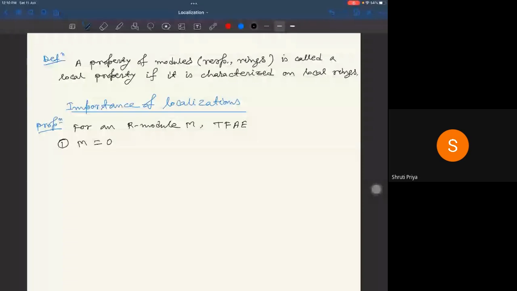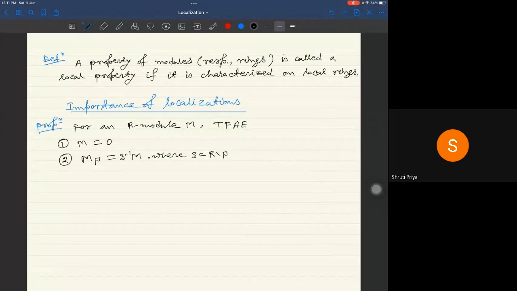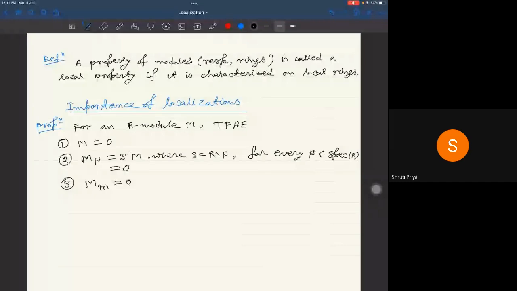So I claim that this is equivalent to saying that M localized at P, which is just S inverse M, where S is just R minus P, is 0 for every P belonging to Spec of R. And this is equivalent to saying that M localized at every maximal ideal is also 0, for every m belonging to Max of R. Okay, so this is one proposition.